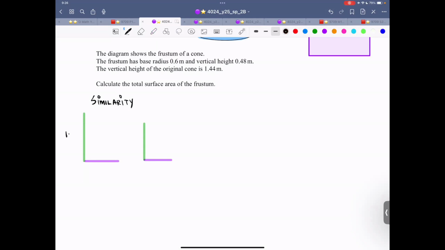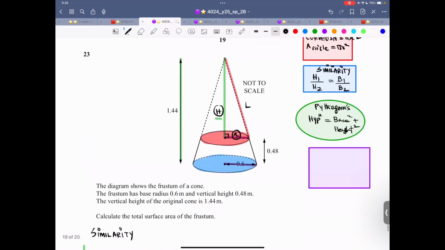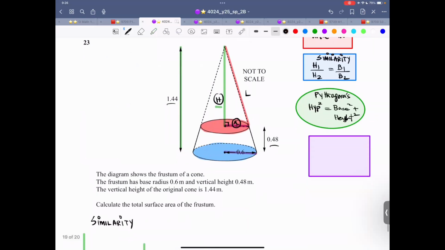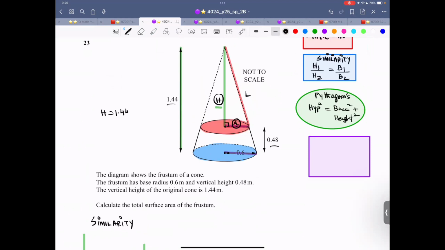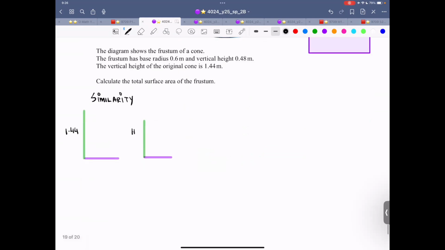So now this is 1.44. This is h. And what is h? We have h. That's 1.44 minus 0.48. So h is 1.44 minus 0.48. That is how much? 144 minus 48, that is 0.96. That is the difference. So this h is actually not unknown. This is 0.96.